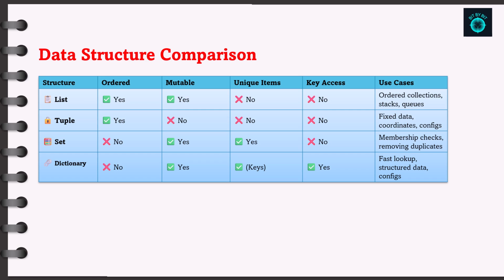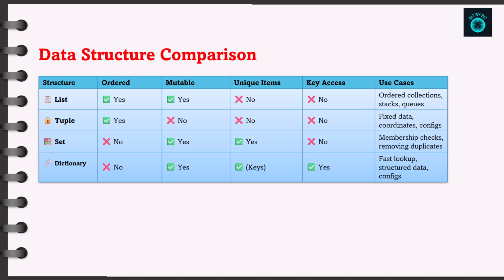Data structure comparison. This table compares the four main data structures in Python. Lists are ordered and mutable and allow duplicates. They're great for general-purpose collections. Tuples are also ordered, but they are immutable. Use them when your data should not change.